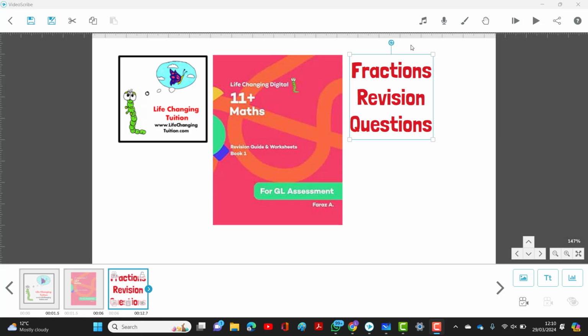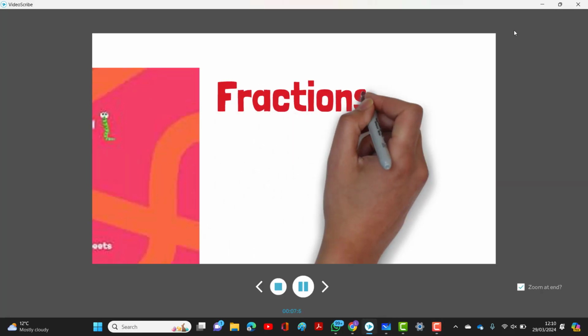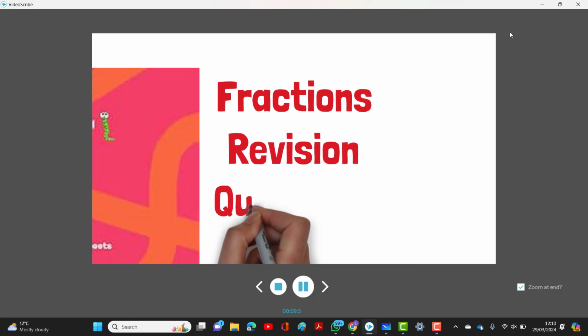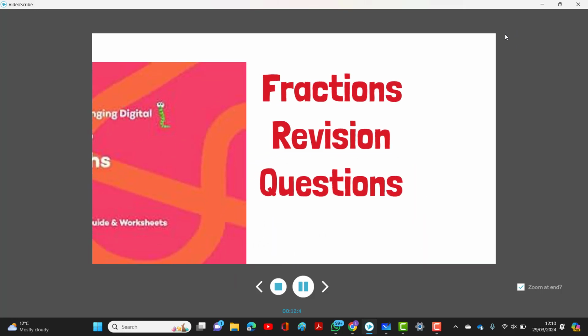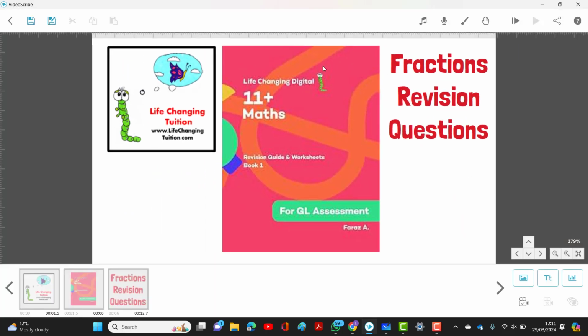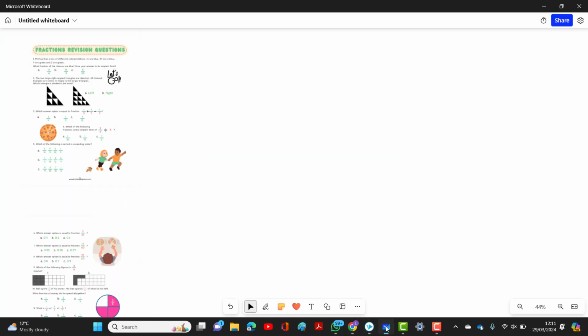Today we're going to go through the book 11 Plus Maths, written by Faz A. This will guide you if you're doing the Bexley and Kent exams, and for the whole foundation. If you do every single question in this book, then pretty much you can handle all the maths questions. Today we're starting with fractions, the revision questions in the book, so let's go whiteboard up.